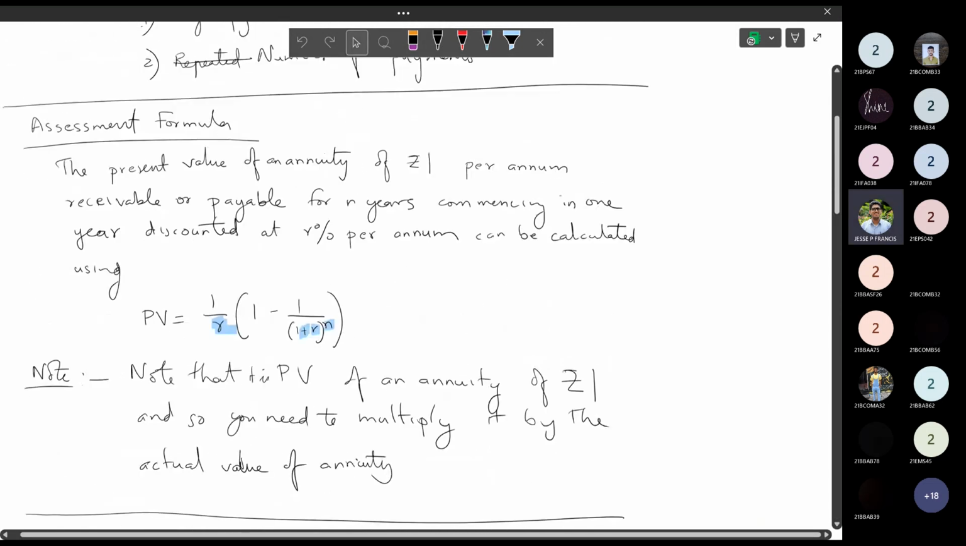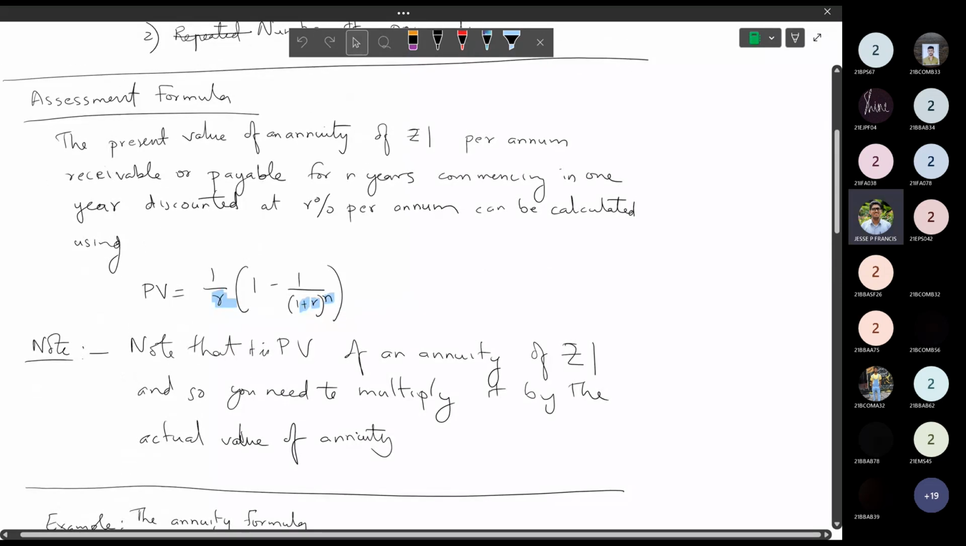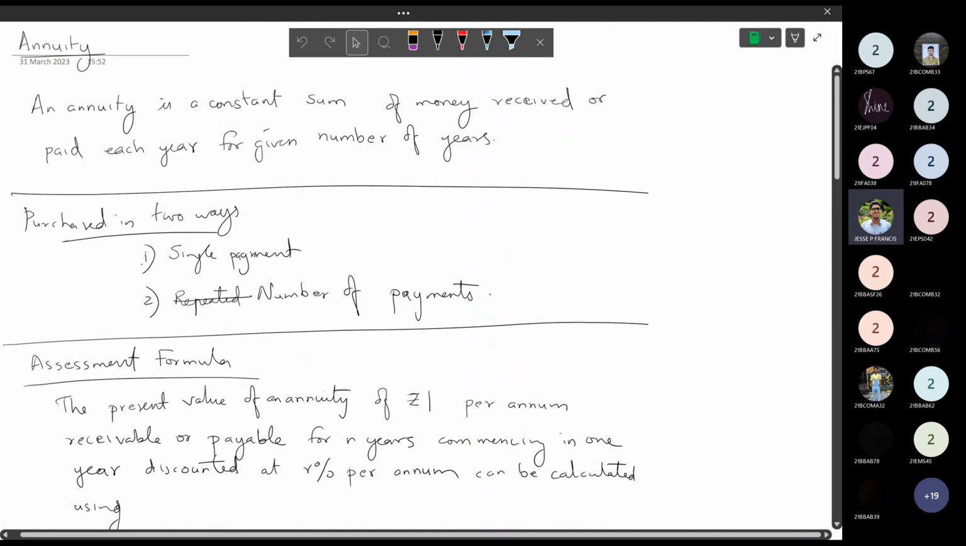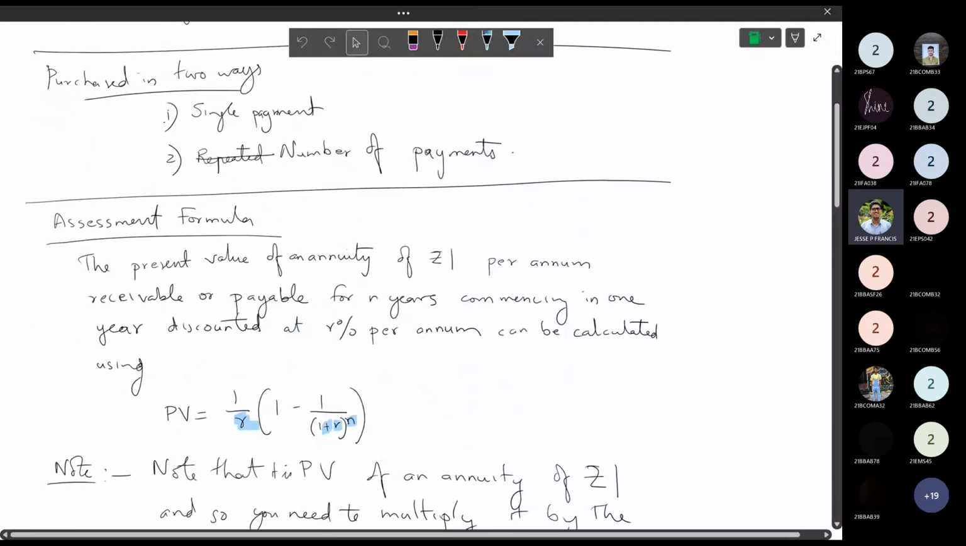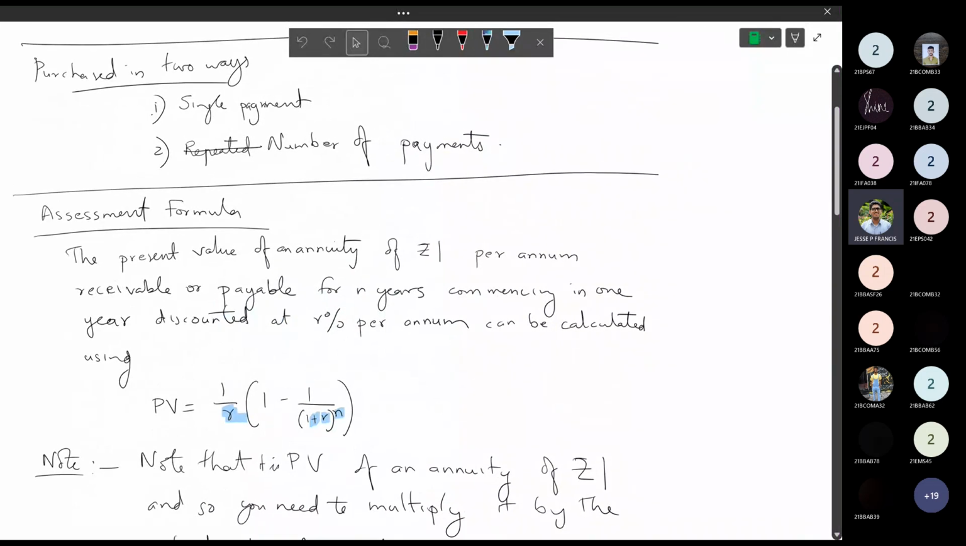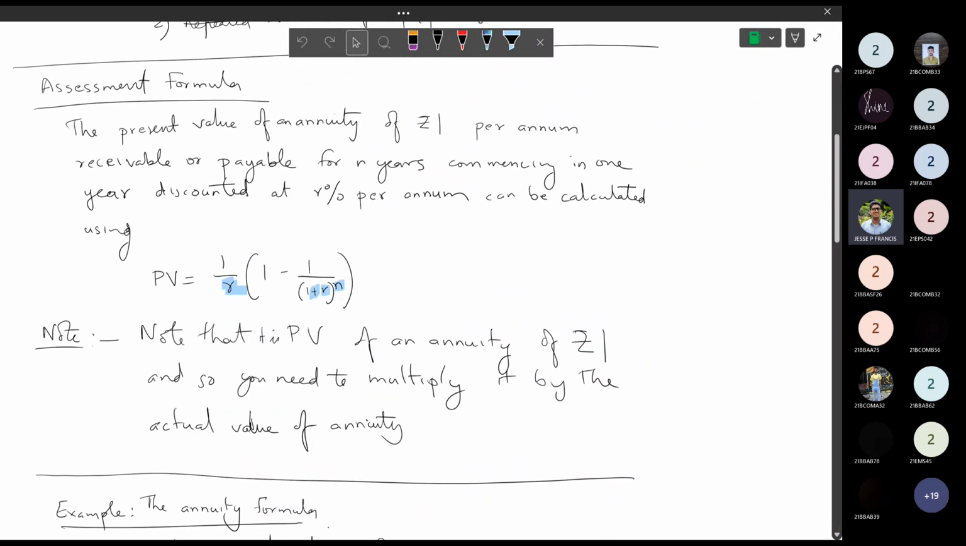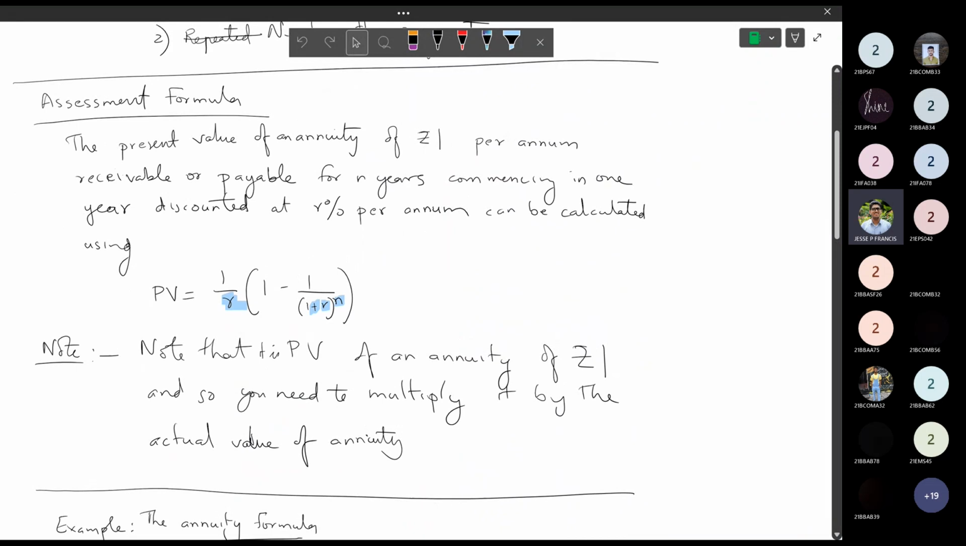Rerun: present value of annuity. An annuity is a constant sum of money received or paid each year for a given number of years. There are two ways to purchase an annuity, either a single payment or a number of payments. The formula given for the present value of rupees 1 is 1 by r into 1 minus 1 by 1 plus r to the power n, where n is the number of years and r percentage is the discount per annum.